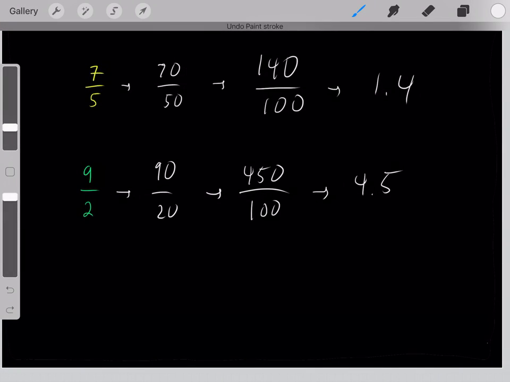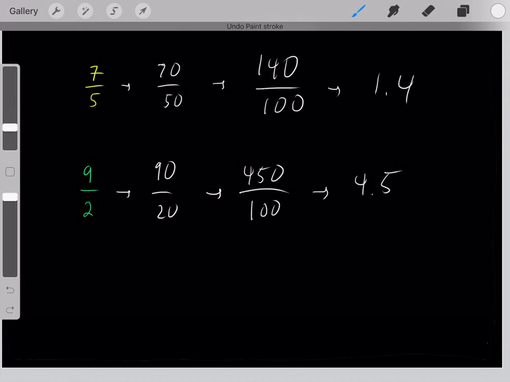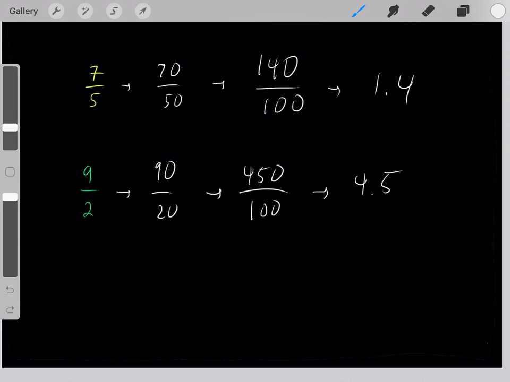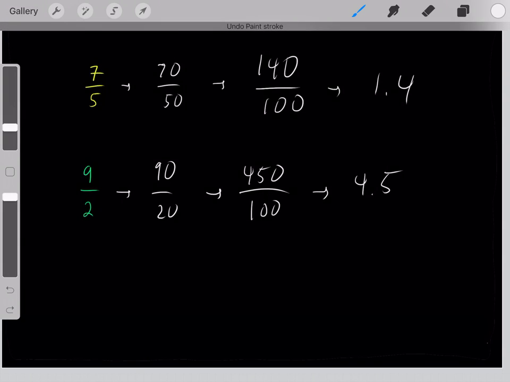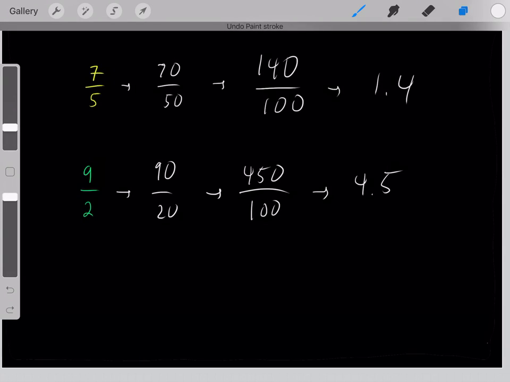When we have 9 divided by 2, again, as long as we can take the denominator and turn it into either 10, 100, 1,000, 10,000, whatever, then we can just start canceling out the magnitudes. So this is 100, so that's 2 magnitudes, so now we have 4.5.